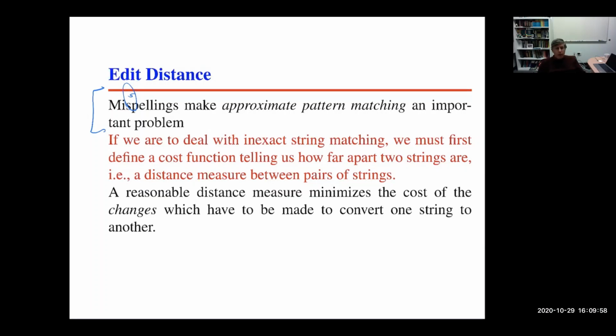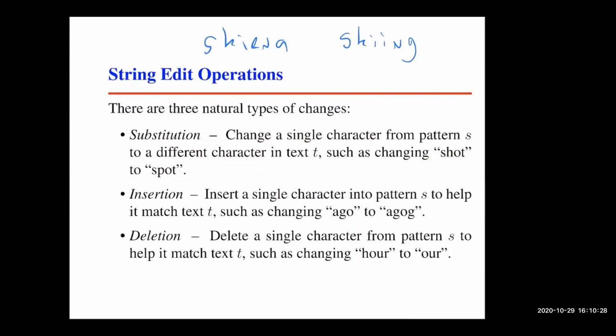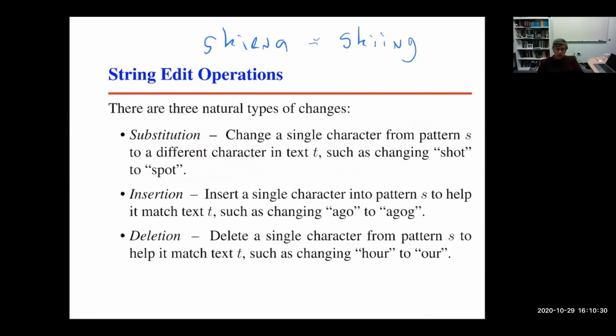But what if I want to find an approximate string match? Namely, I want to figure out the smallest number of changes to convert one string into another. So how many changes does it take to convert skina into skiing? Is that how you spell skiing? Is skiing 1 I or 2 I's? Okay, 2, good. How would I convert skina into skiing? How many changes do I need to make?